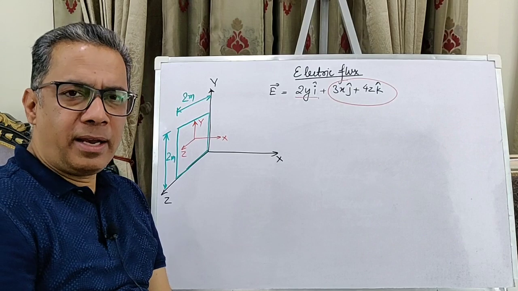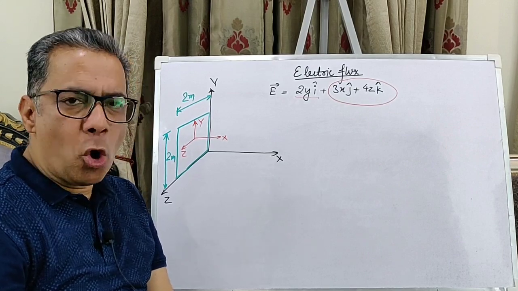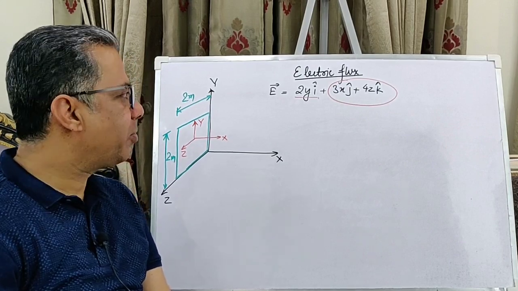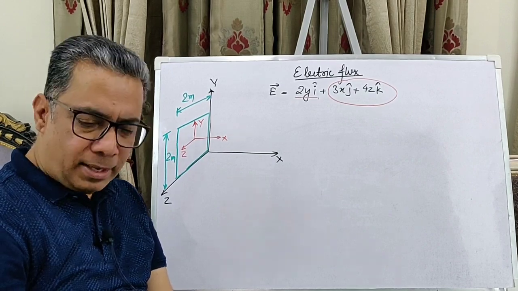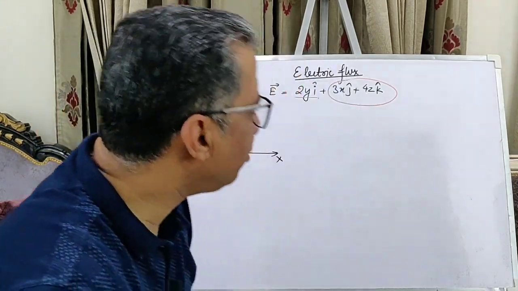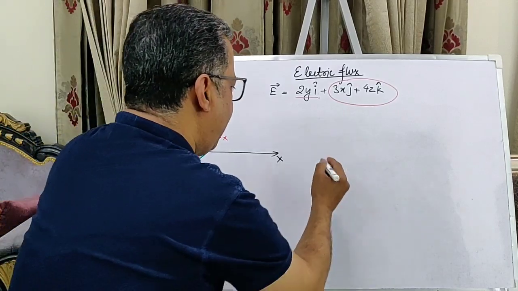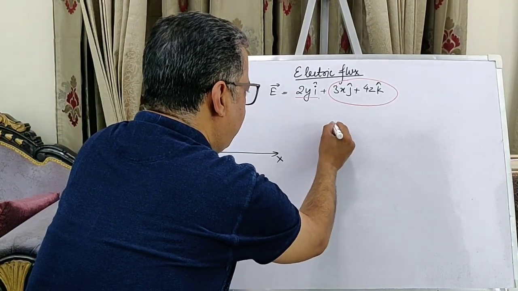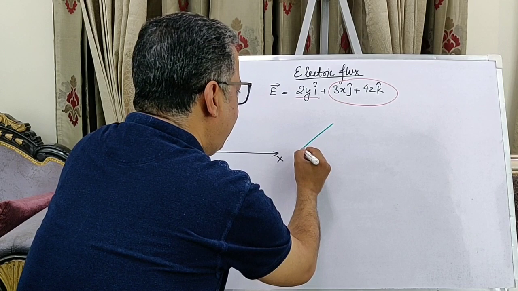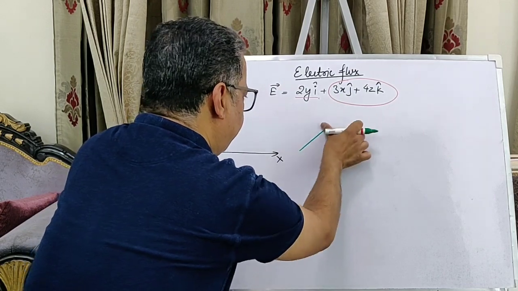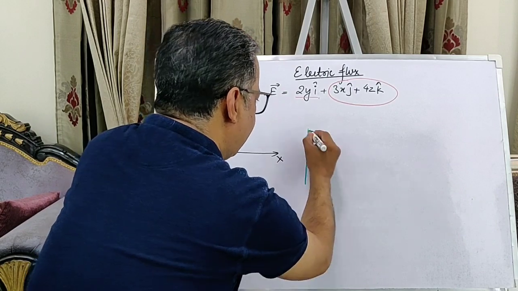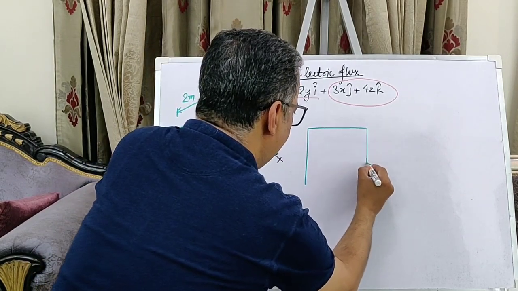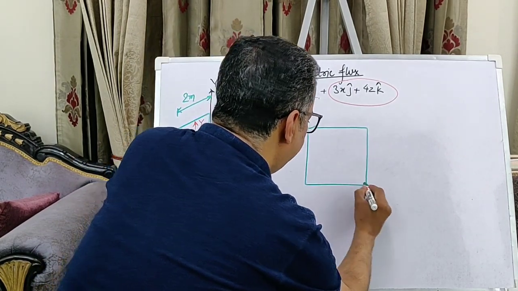Now the area element has to be thought out well. You have to think about what area element you're taking. So to describe the area element, let me first redraw this plane surface here. I'm drawing this surface.